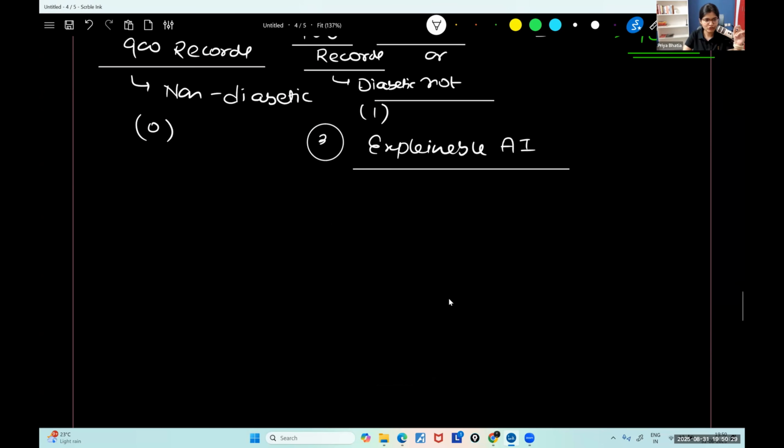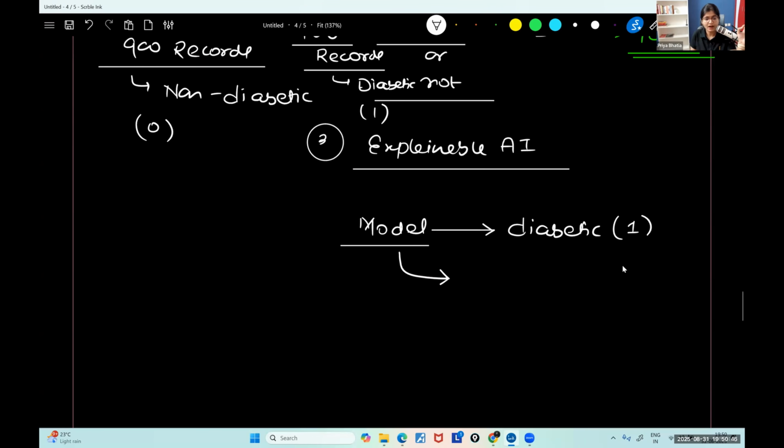Now, the third problem which I was talking about is explainable AI. It's also a very interesting field. It says that if my model is saying that this patient is diabetic, the answer is 1, can I blindly follow the model result? Because at the end of the day, we are risking the lives of human beings over here. It's not something which can come back to us.